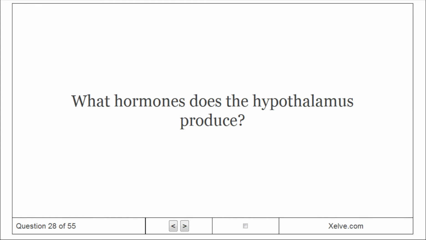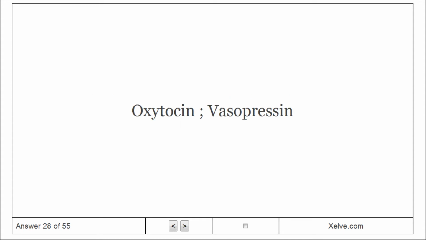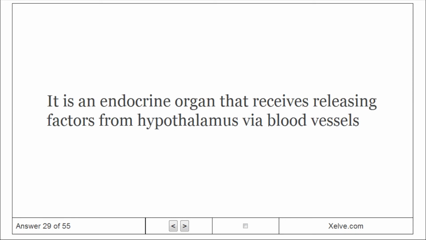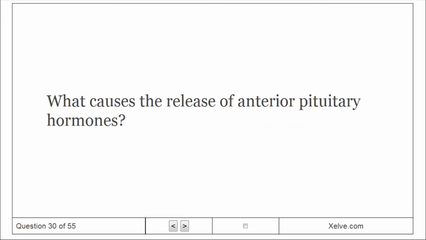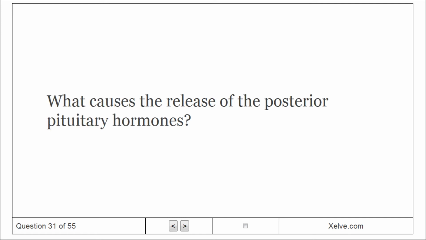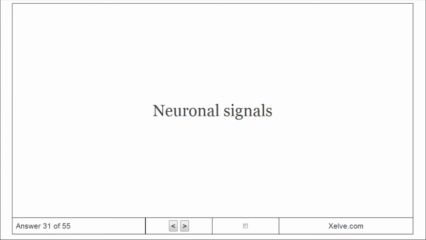What hormones does the hypothalamus produce? Oxytocin, vasopressin. What type of organ is the anterior pituitary? It is an endocrine organ that receives releasing factors from hypothalamus via blood vessels. What causes the release of anterior pituitary hormones? Releasing factors. What causes the release of the posterior pituitary hormones? Neuronal signals.